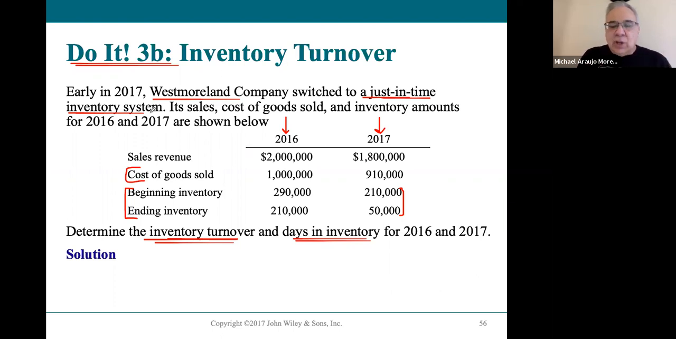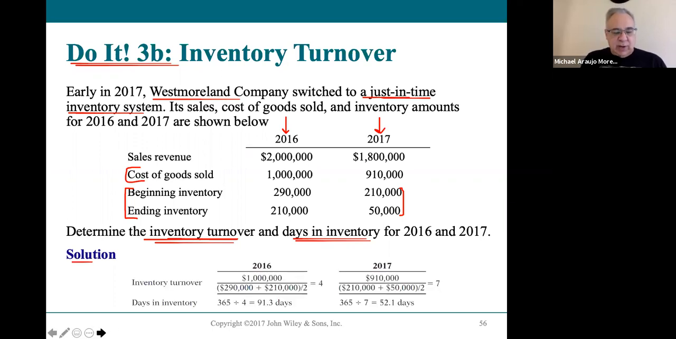Right. So when you look at the solution for both years, in 2016 their inventory turnover was 4 times per year. That's $1 million in cost of goods sold divided by $250,000 in average inventory. When you put 4 underneath 365, they basically have a days in inventory of about 91 days. So every 3 months, they're basically selling out their store.